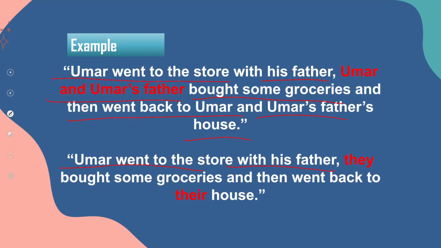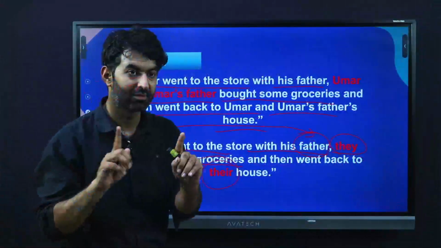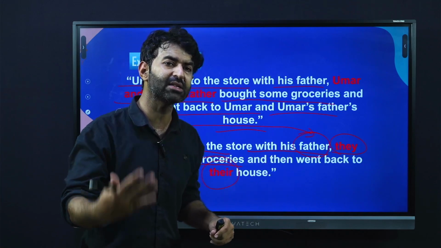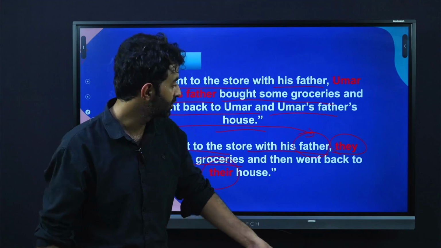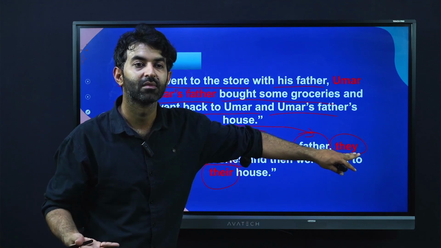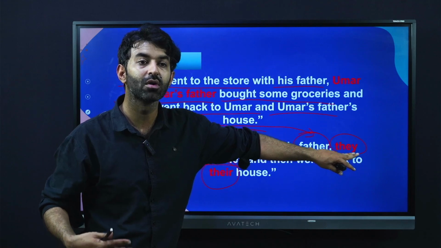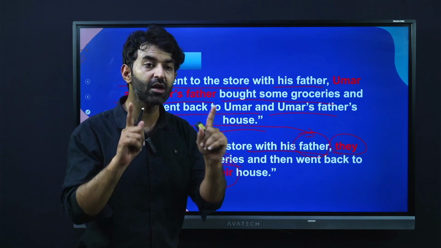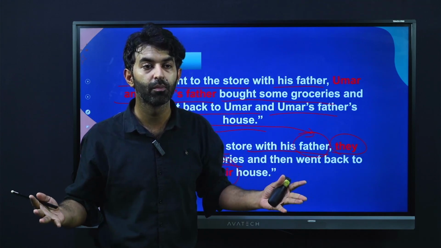Now, we are talking about two people, right? They bought some groceries and went back to their house. Now, we just use the name Umar and father only once, not even twice, and we replaced it with pronouns. They is referring to what? Umar and his father. We are referring to these two persons by using one word, which is a pronoun.